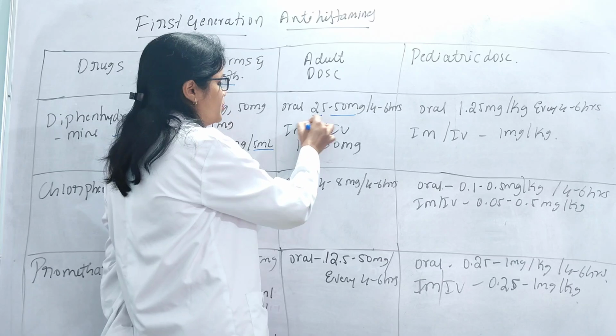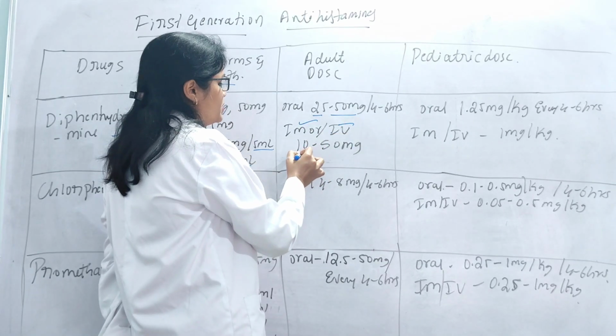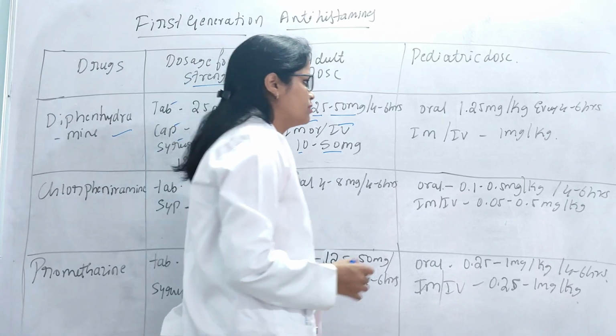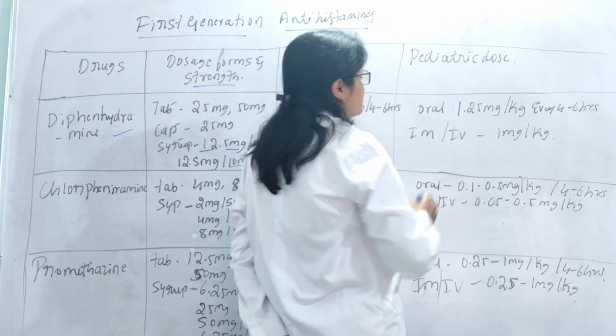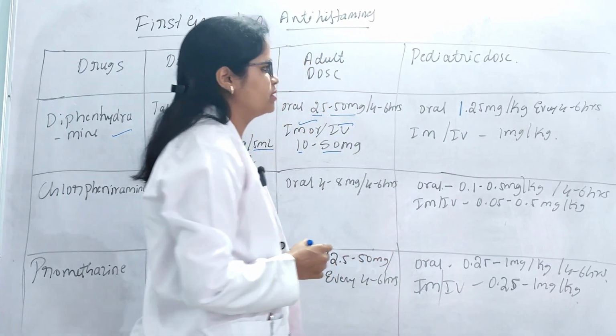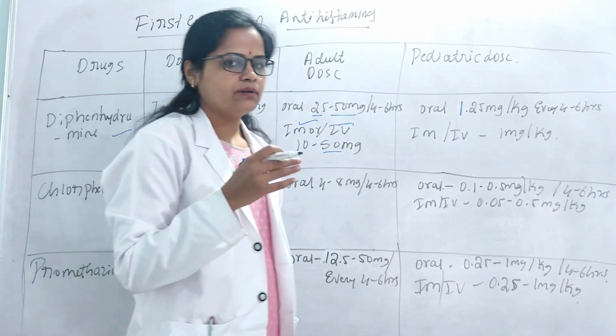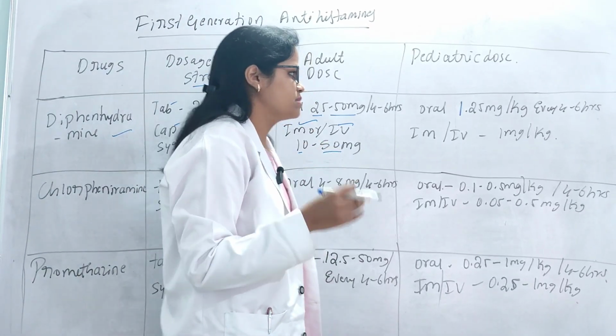And in injection form, by IM and IV, you can administer only 10 to 50 mg. Okay, and in the pediatric dose, orally it is administered 1.25 mg per kg every 4 to 6 hours, QID. Okay, 4 times a day.